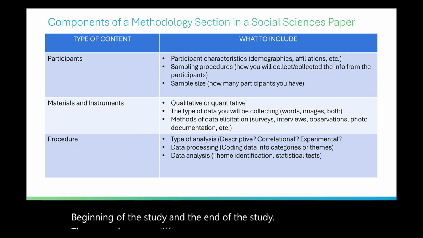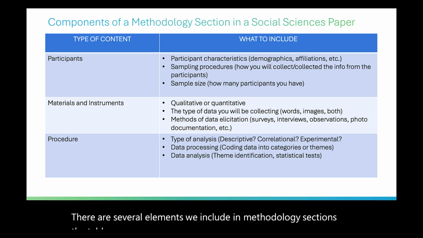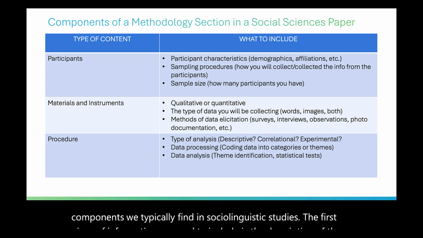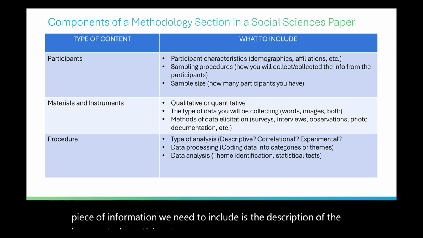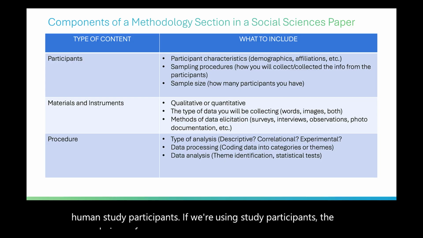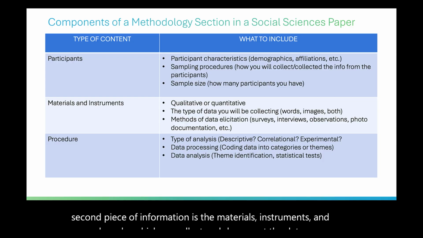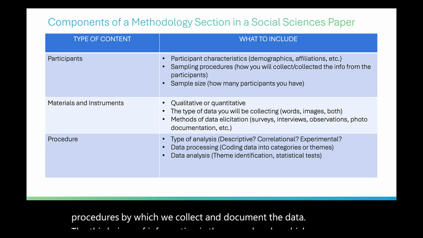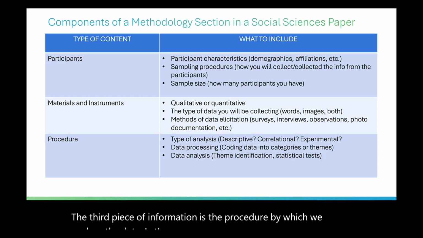There are several elements we include in methodology sections. The table you see on the slide in front of you focuses on the components we typically find in sociolinguistic studies. The first piece of information we need to include is the description of the human study participants, if we're using study participants. The second piece of information is the materials, instruments, and procedures by which we collect and document the data. The third piece of information is the procedure by which we analyze the data. Let's go through these elements in a little more detail.